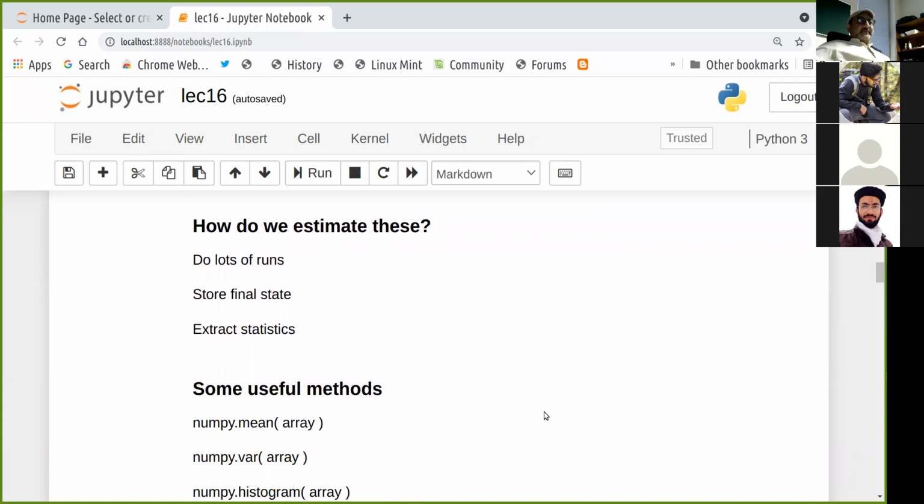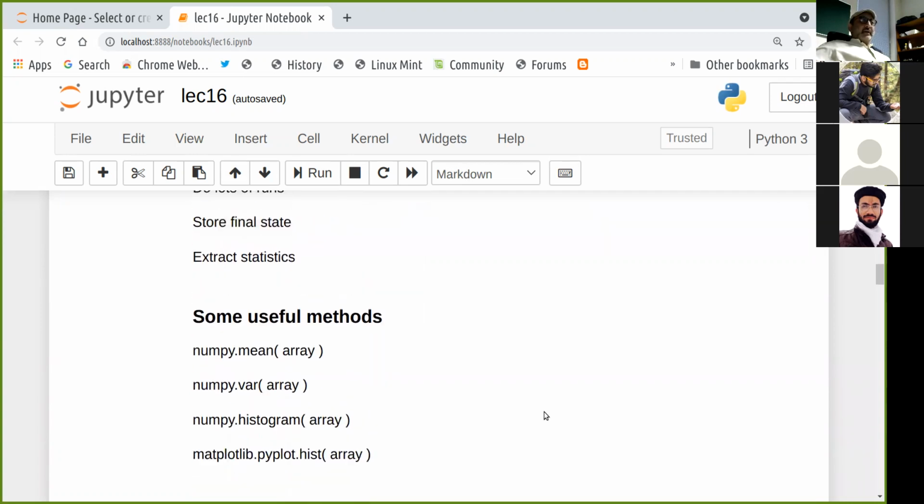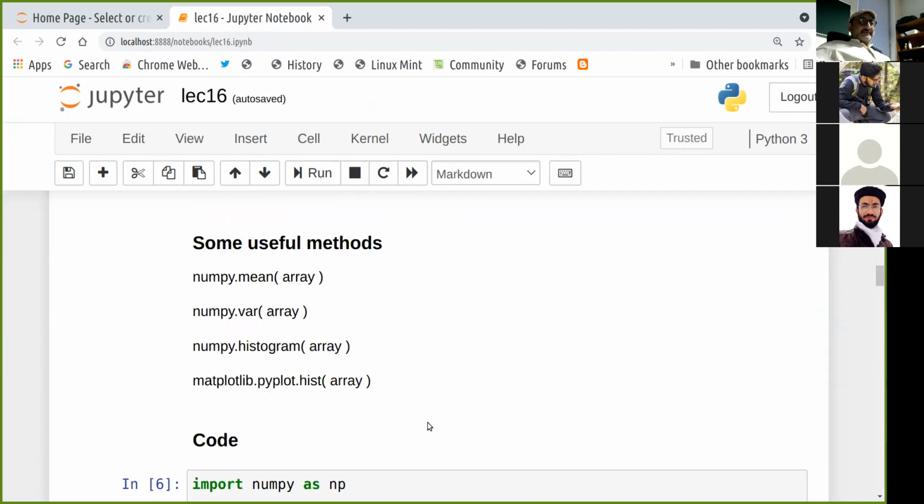All right, so some useful methods are built into Python for doing things like this. NumPy has a mean method. You feed it an array, it gives you the mean of the array. It has a variance method. If you give it an array, it can give you a histogram. And matplotlib will plot histograms for you. It has a feature for creating histograms. So all of these might be useful to us in this discussion.